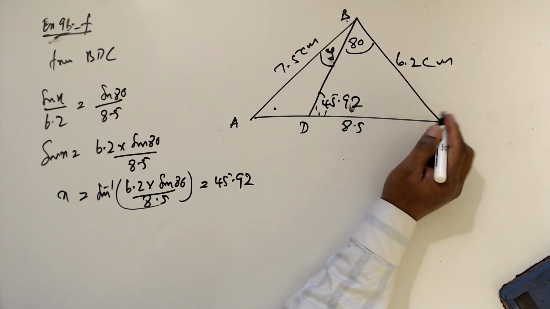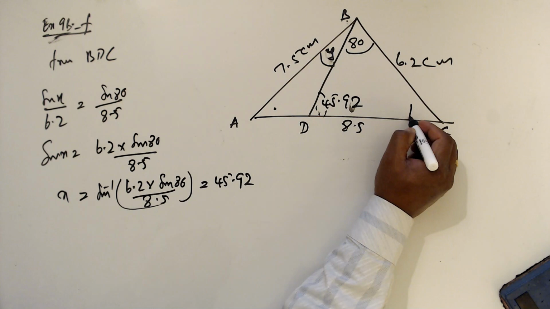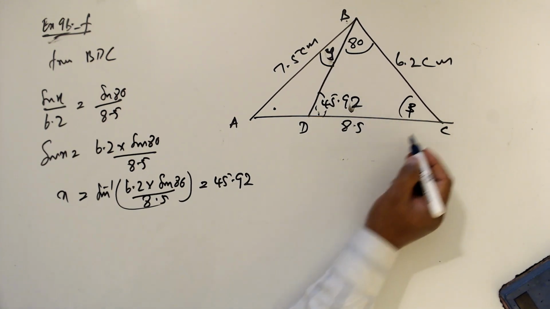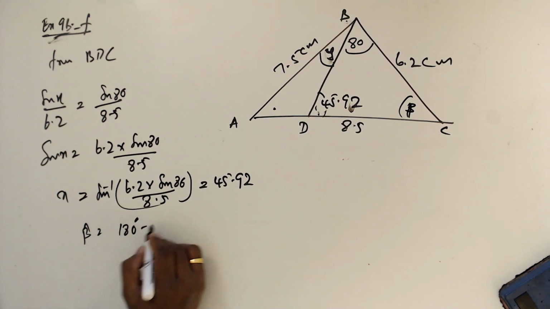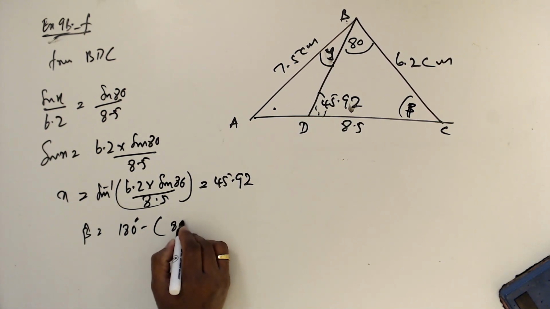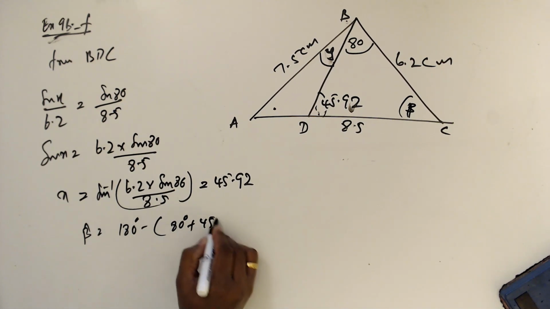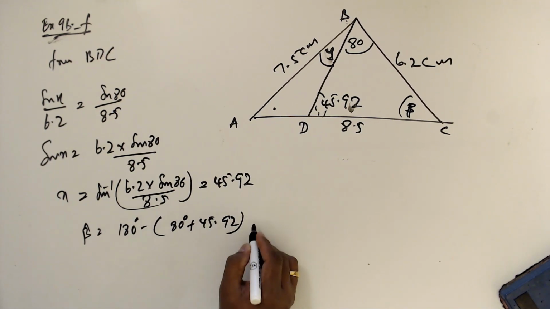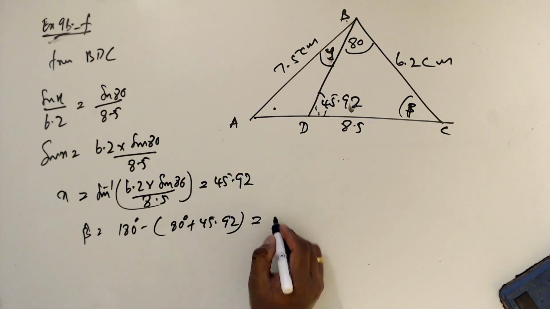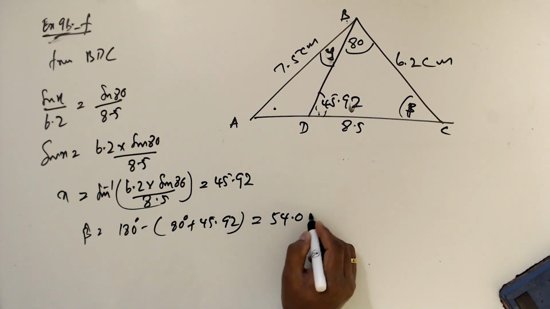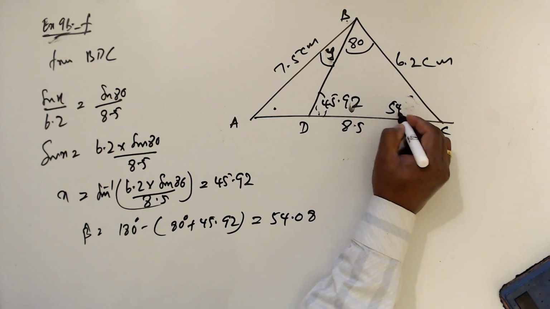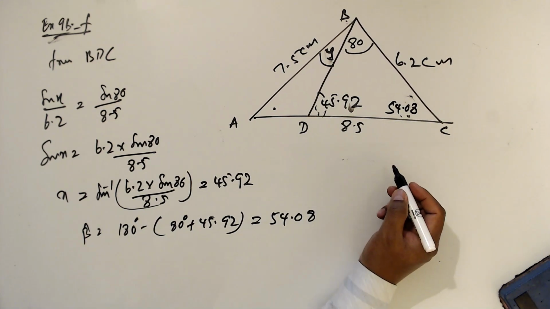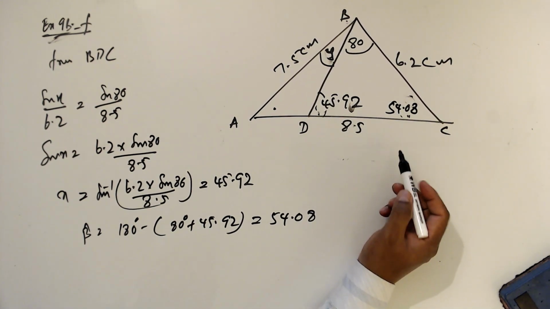Now if this is beta, then I can find beta. Beta equals 180 minus 80 plus 45.92, which is 54.08. Now this has become 54.08.